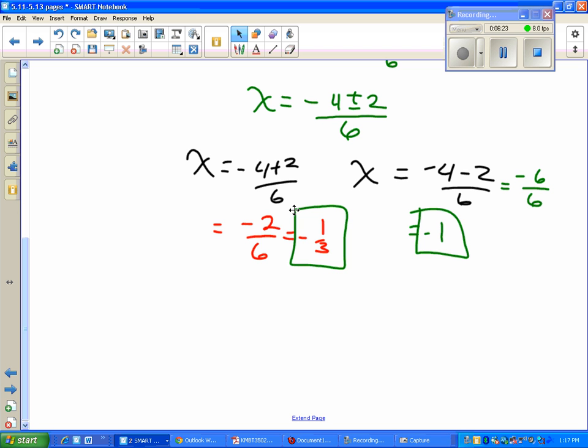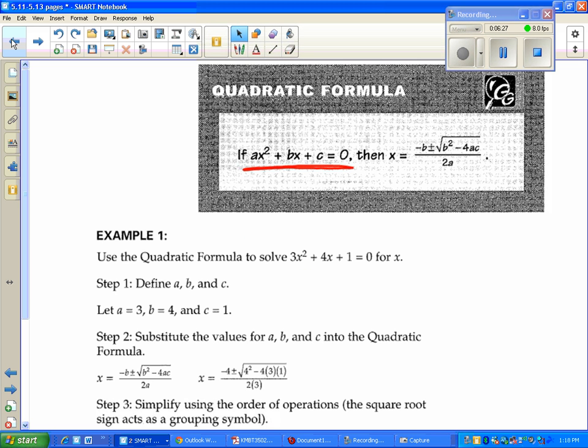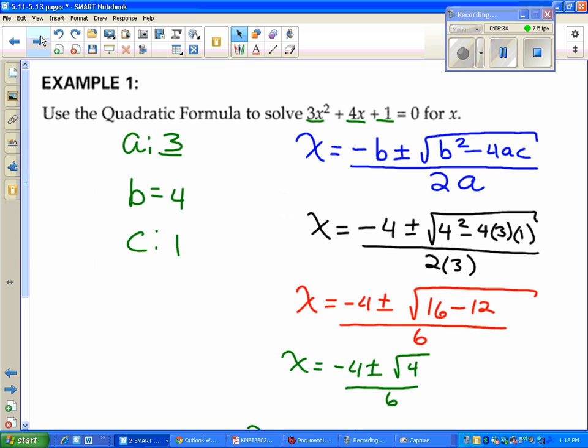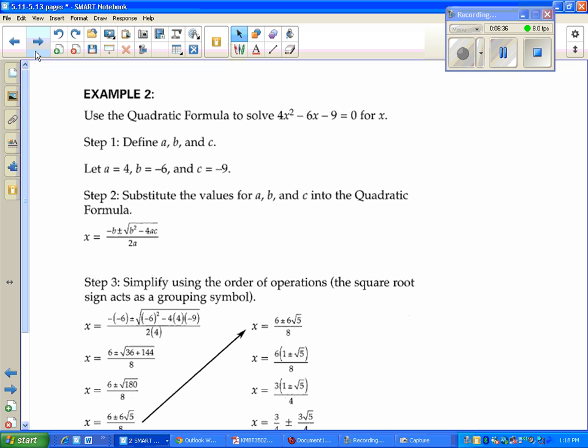Questions? Let's do another one. By the way, this example is in the book. The book does it the way I just did it. Here is example 2.